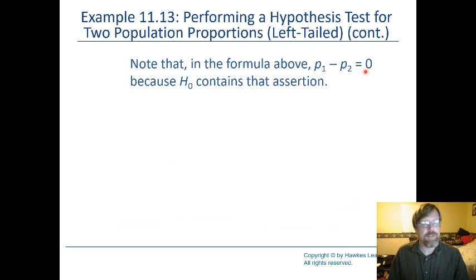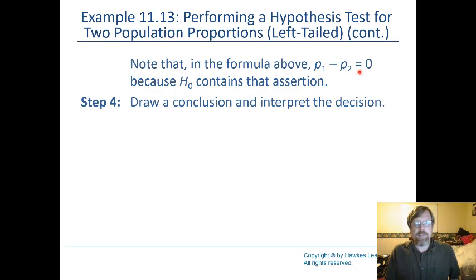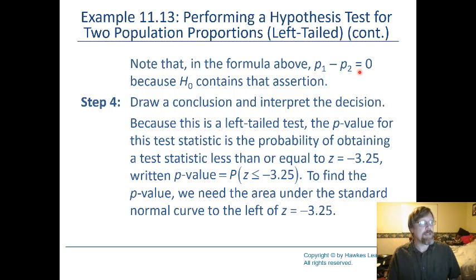Right, P1 minus P2 equals 0 because that's the null hypothesis assertion, that it's greater than or equal to 0. Okay, so now we need to draw a conclusion and interpret this. So this is a left-tailed test because we're looking for the p-value. We want the probability that something is less than something else, which correlates to looking out for something on the left-hand side of the standard normal distribution.